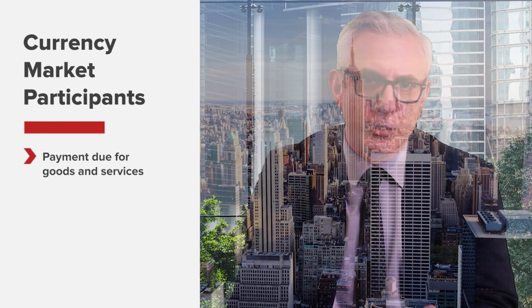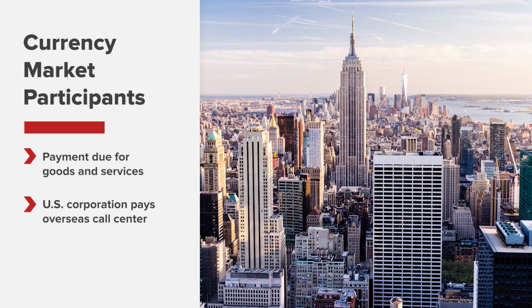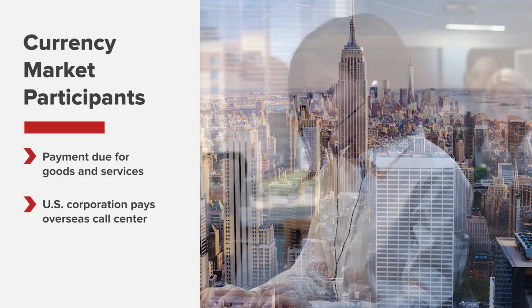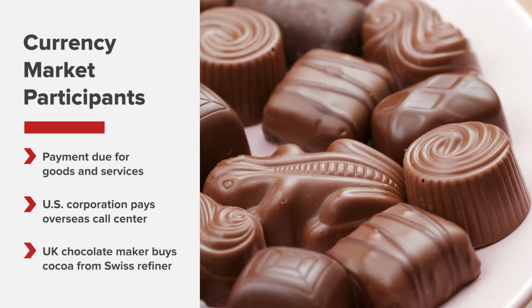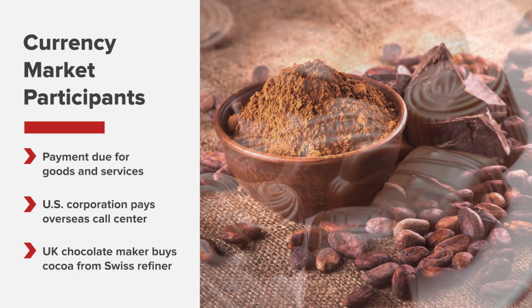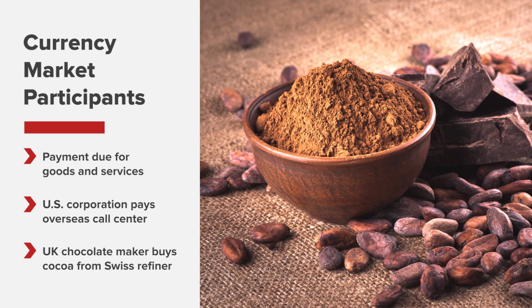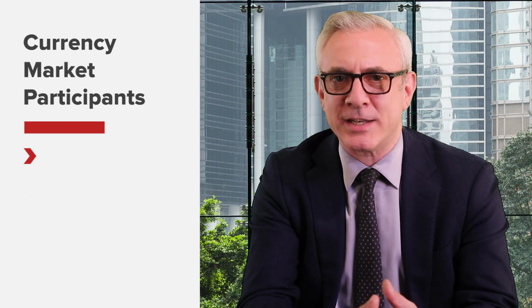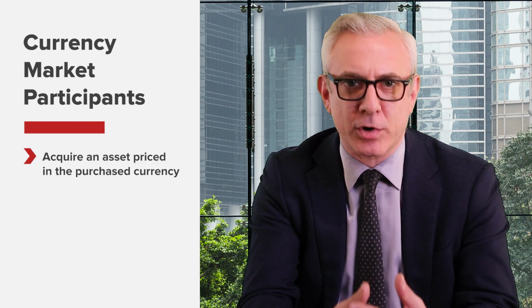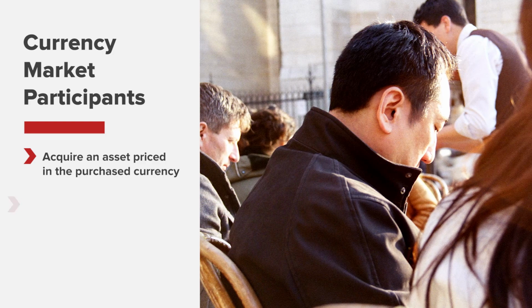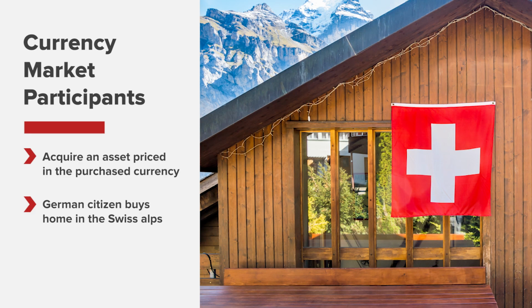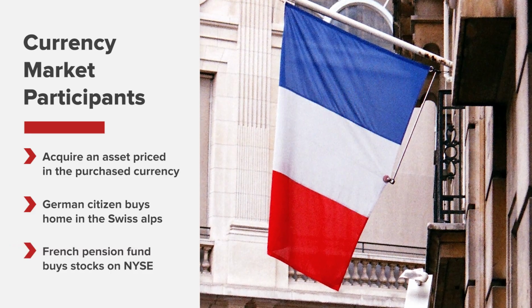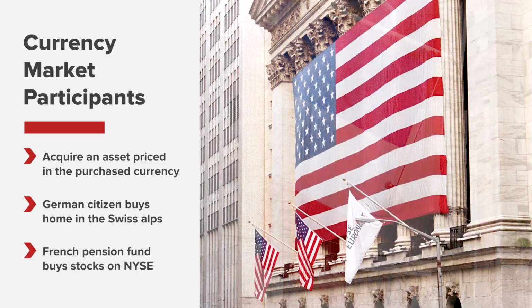Examples of these may include a US domiciled corporation that needs to pay overseas call center employees on a monthly basis, or a UK chocolate manufacturer that buys cocoa from a Swiss refiner each quarter. Foreign currency market participants may also intend to acquire an asset priced in the purchased currency, such as a German citizen who needs cash to buy a holiday home in the Swiss Alps, or a French pension fund that wants to purchase equities on the New York Stock Exchange.